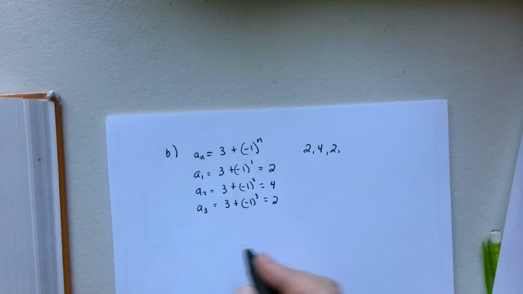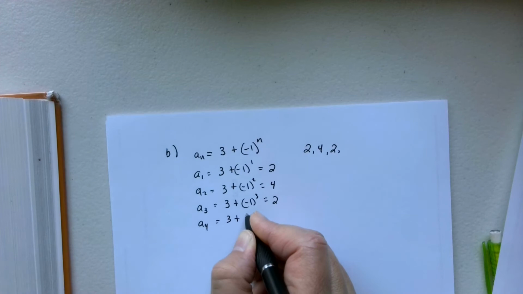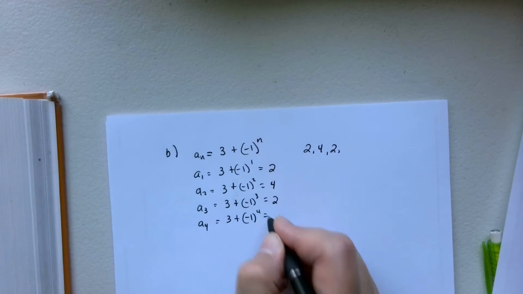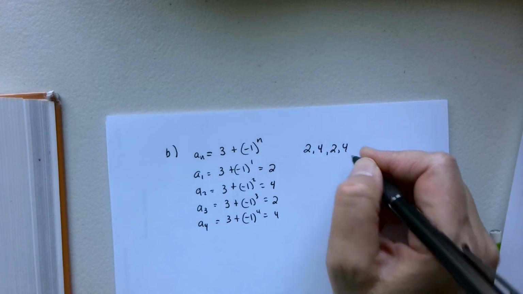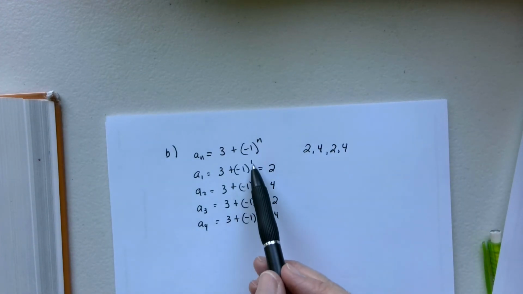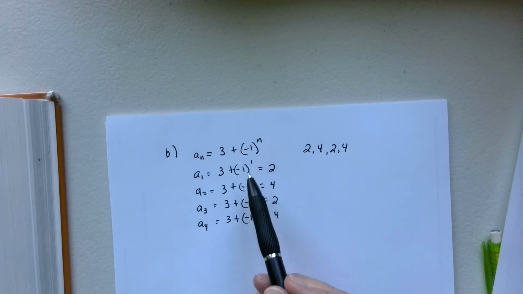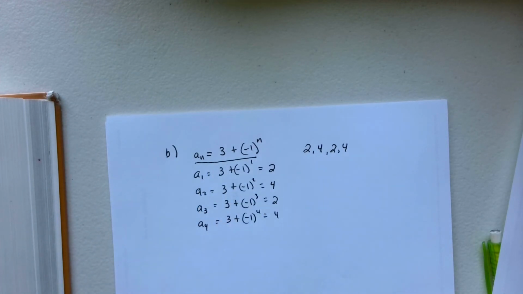So this is an interesting little sequence. Next, for our fourth term, we're going to put in 4, and we get 3 plus 1 is 4. And so this would be repeating 2 and 4, 2 and 4, depending on what term you were looking for. This is an explicit formula for a sequence, and they wanted us just to plug in and find the first 4 terms. So it's called explicit.